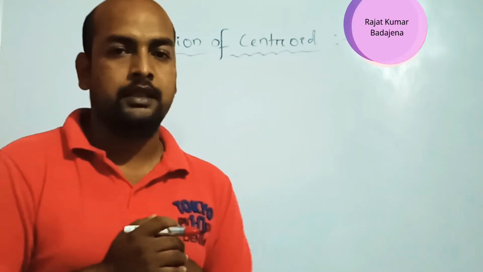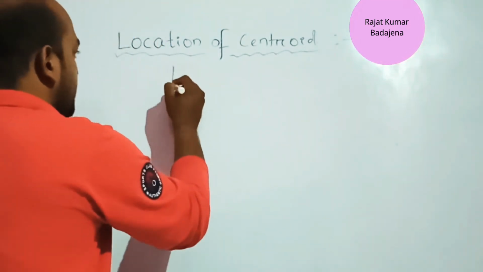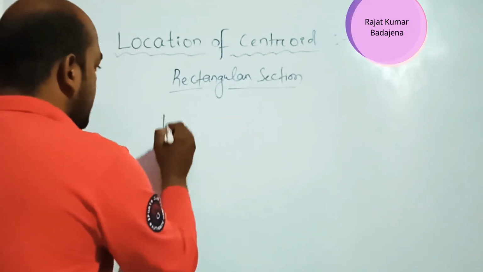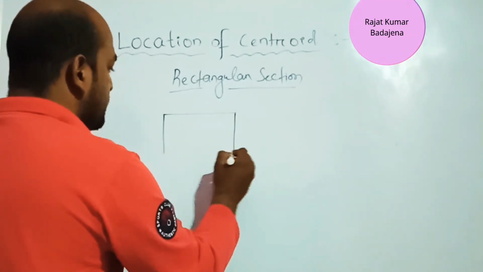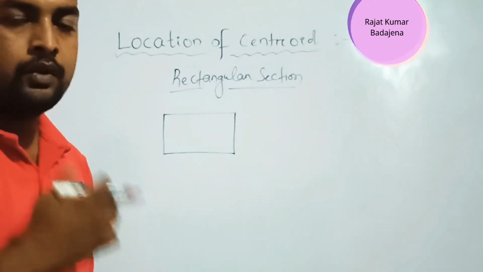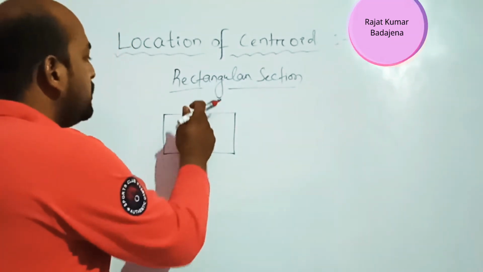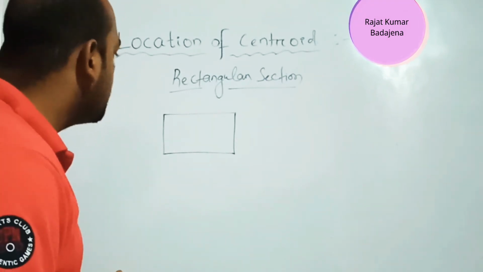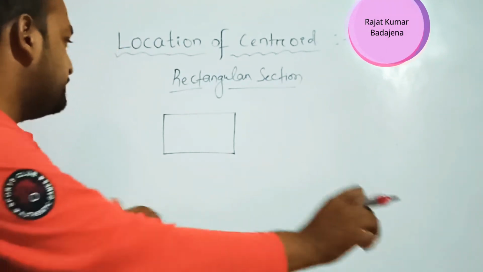The rectangular section. Okay, so this is the rectangular section. So here I am taking a rectangular section. You can see here. Okay, so this is the rectangular section. We all know that the opposite sides are the same, then we can say this is a rectangle section. Okay, so here what happens?